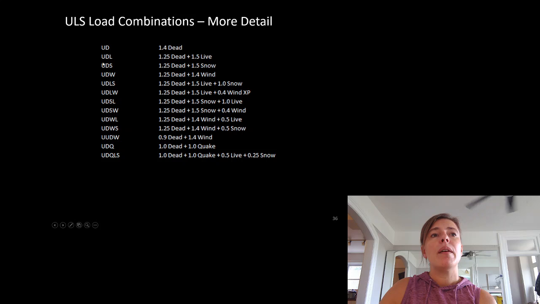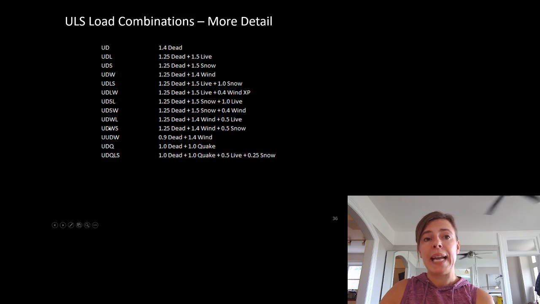So you can see here that then we have the case with just dead and live, dead and snow, and then the condition with dead and wind. Then those ones where live is the principal, snow is the companion. Live is the principal, wind is the companion. We go through and we do that again and again and again.